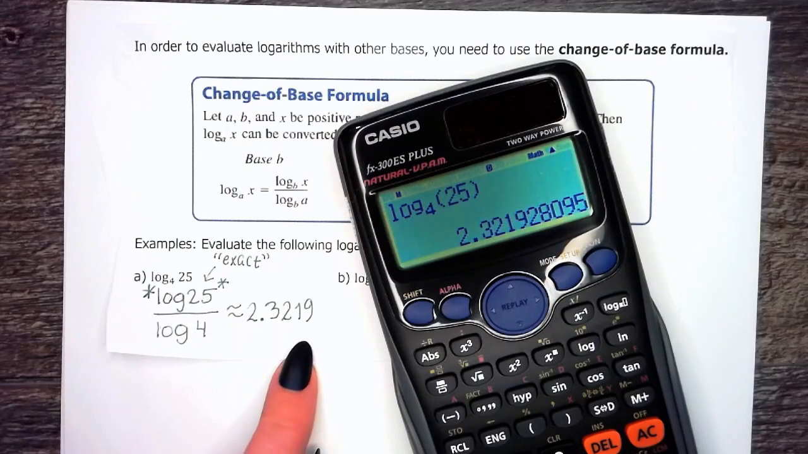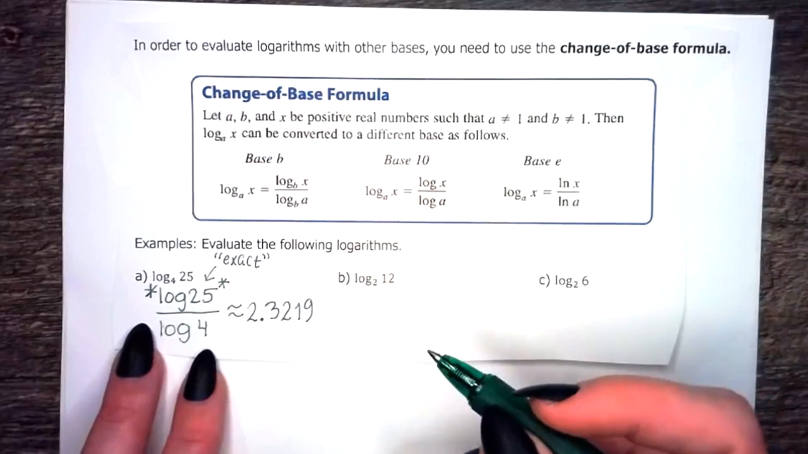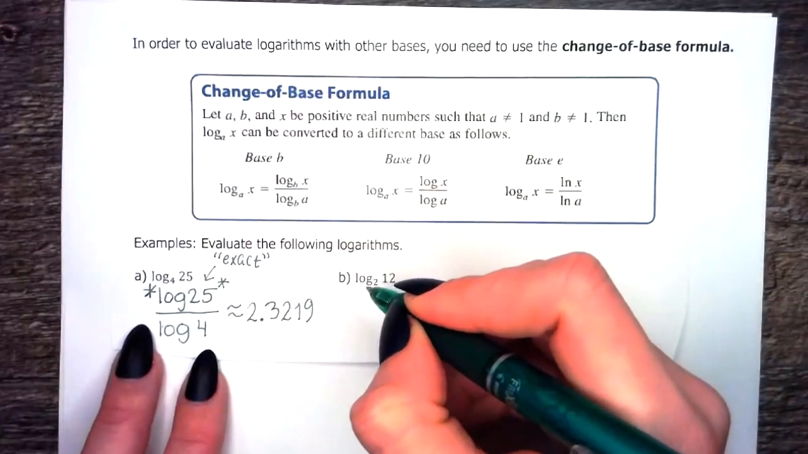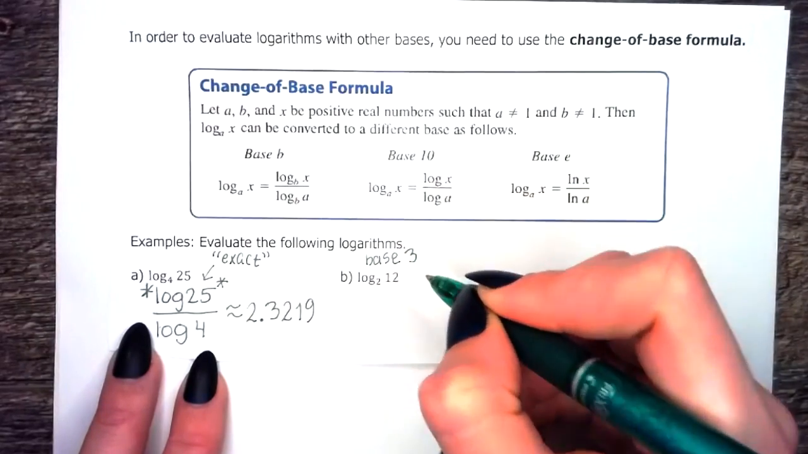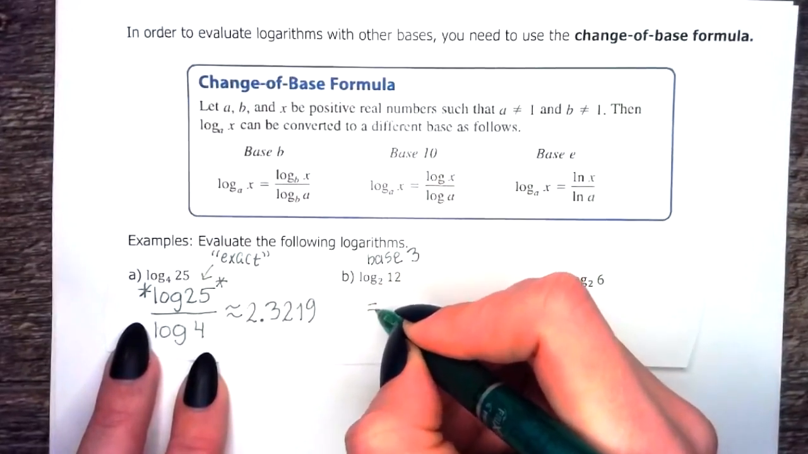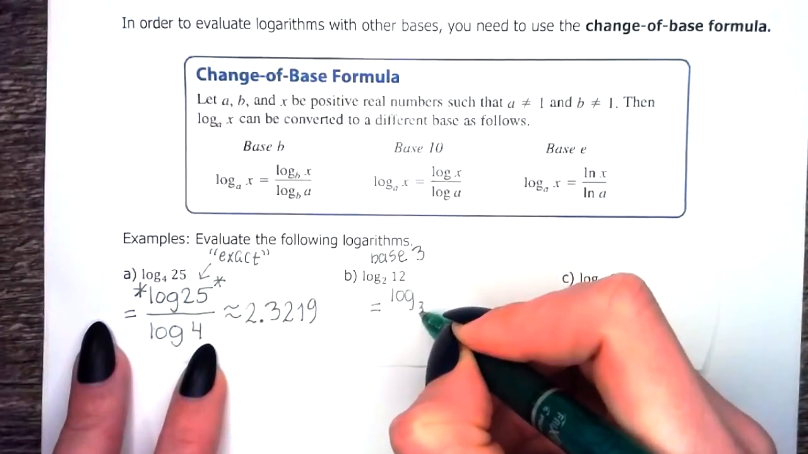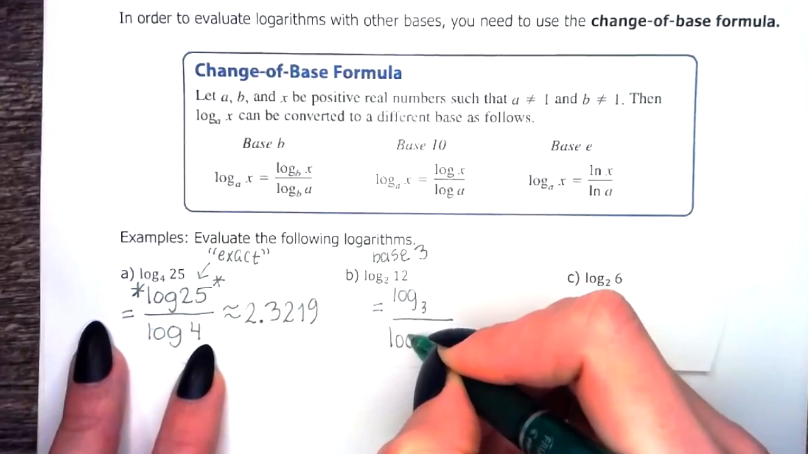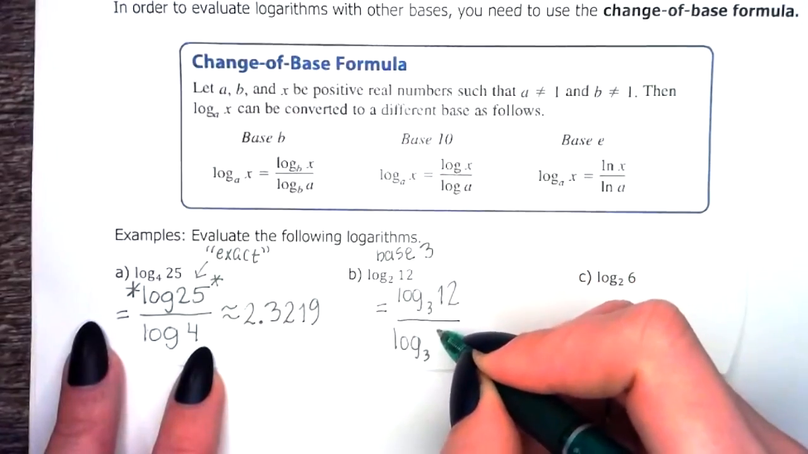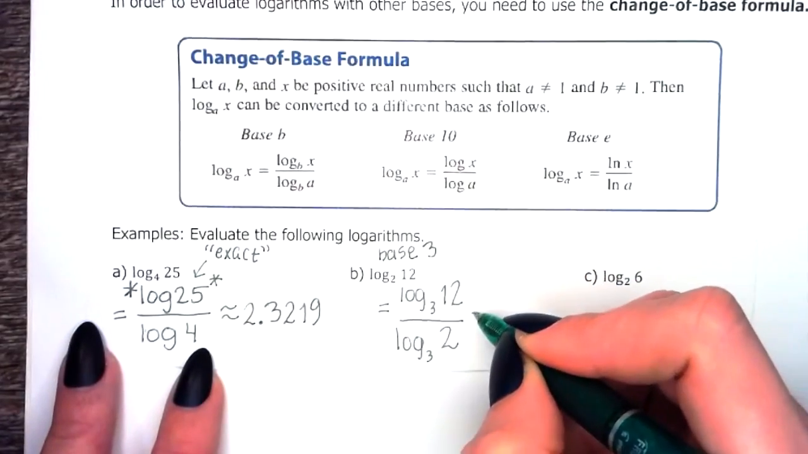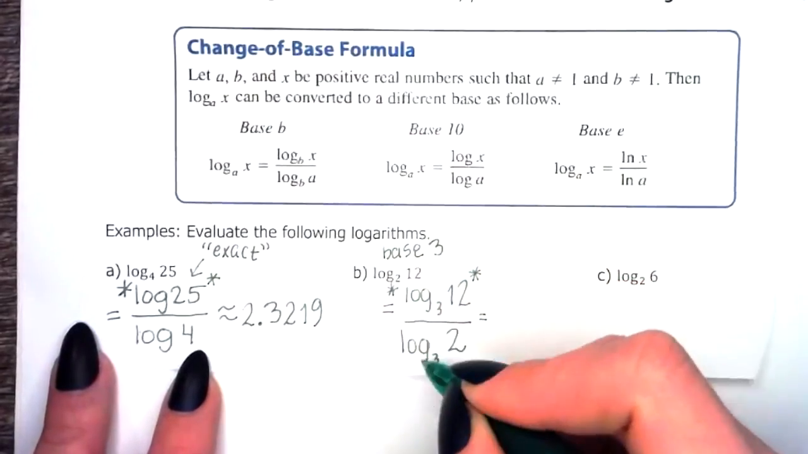Now, let's do b. If we do b with the common log, or actually, now that I know that I have that button, I'm going to do b with base 3. If I want to use log base 3 of something over log base 3 of something, in my numerator will be the 12, and in the denominator we'll have the 2. These numbers don't reduce. This again is your exact answer, this whole entire rational expression.